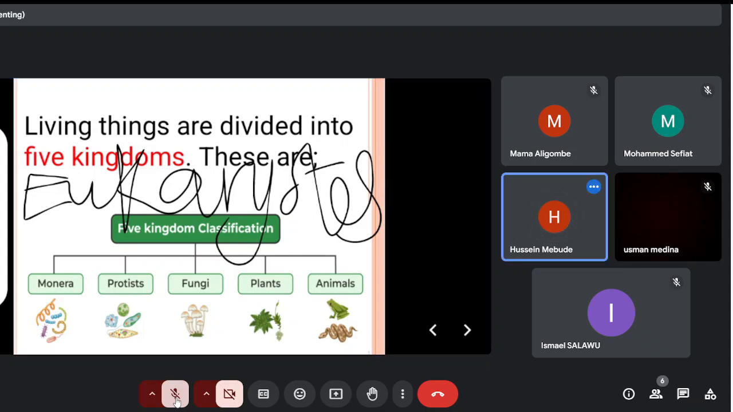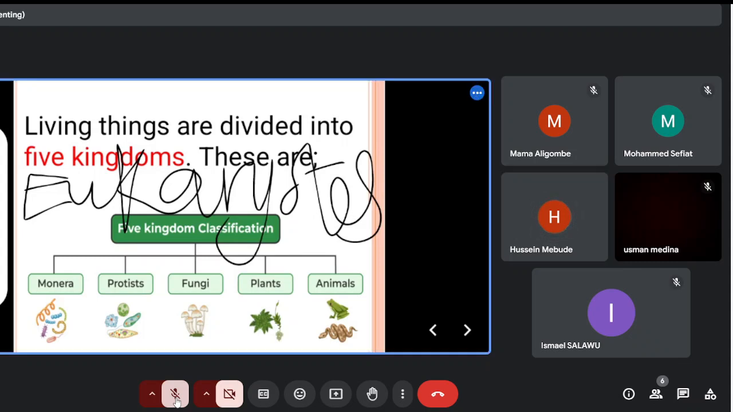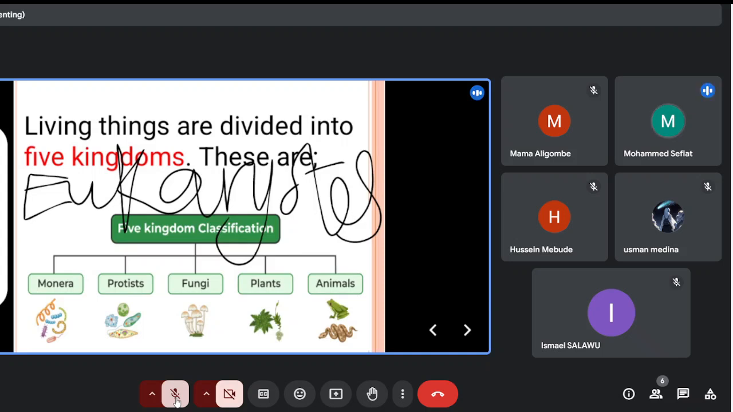Amoeba. Trypanosome. Amoeba is free living. Paramecium is free living. Euglena is free living. Plasmodium is parasitic. Trypanosome is parasitic. Those are the parasitic protists.